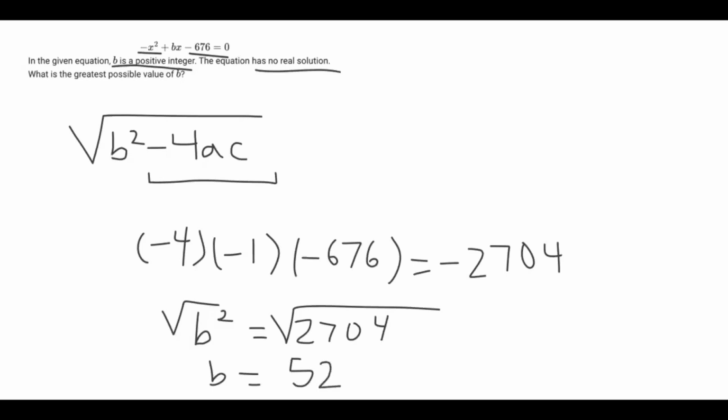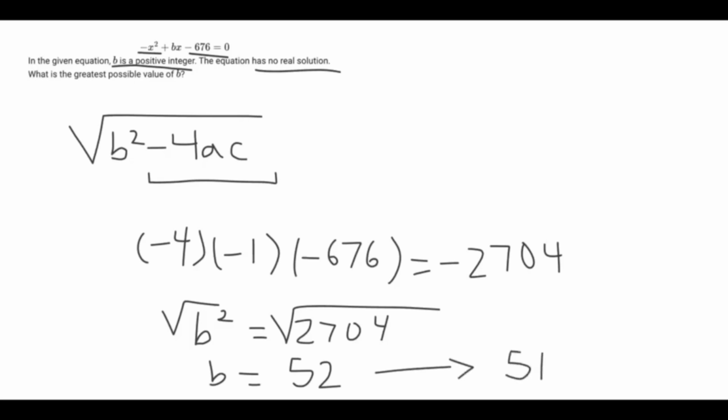Now 52 is not our final answer, because if b is equivalent to 52, our discriminant would be equal to 0, and we would have one solution. But this equation has no real solution. And so we know that b is a positive integer. So in order for b to be a positive integer, it is just the number that is below 52. So the next closest value under 52 would be 51.